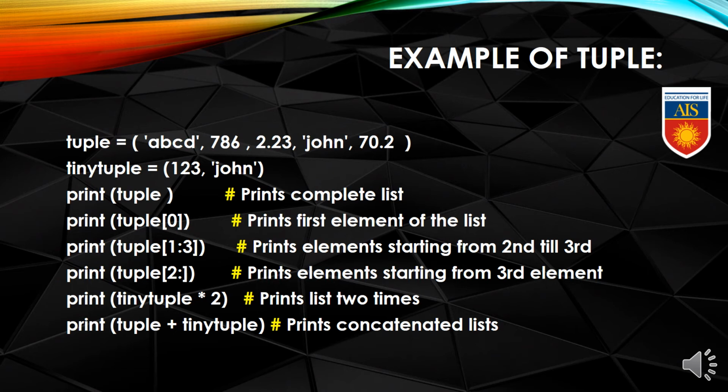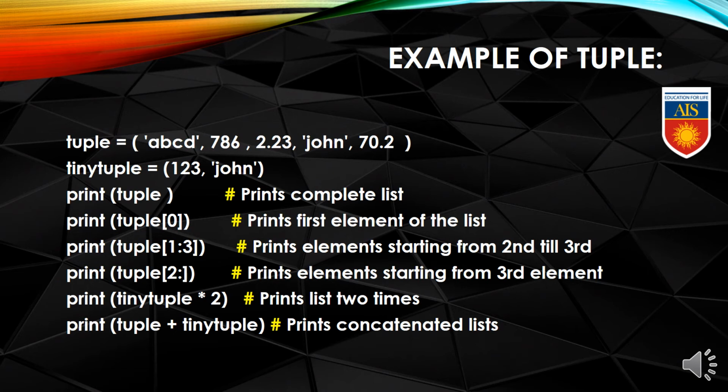Next option is print tuple[0]. It will print the first element of the tuple. That means 0 is the index, so whatever element is at index 0, the first position, it will print. Next option is print tuple[1:3]. It will print elements starting from the second till the third, whatever elements are there, up to that portion only. Print tuple[2:] prints elements starting from the third element.